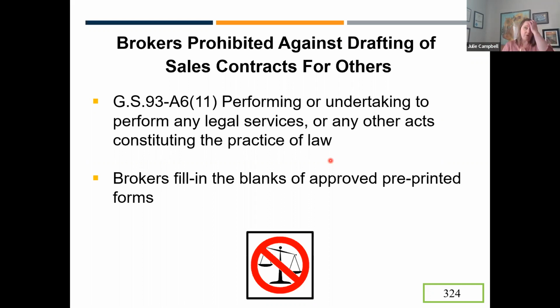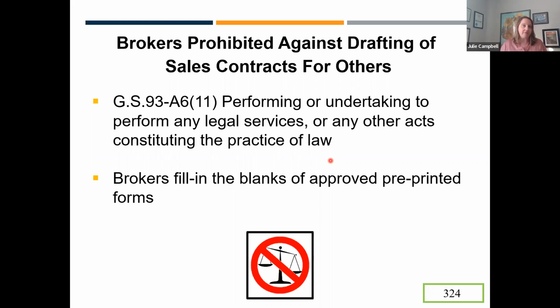Now let's make sure we're all good on this. Standard Form 2T is the most common offer to purchase and contract, but it's not the only offer to purchase and contract that we have to use. Our license does not say we use 2T or bust, okay? We're free to use any contract we want to. What I can't do is draft. It doesn't matter if I'm using 2T or not.